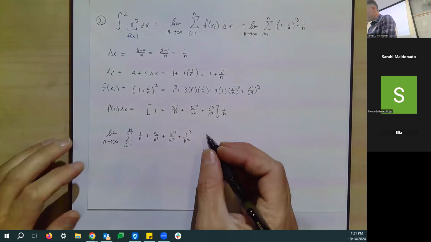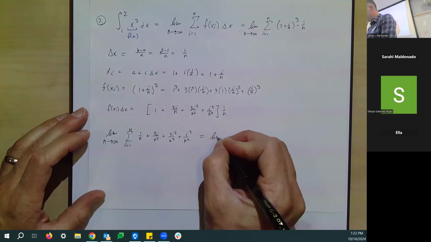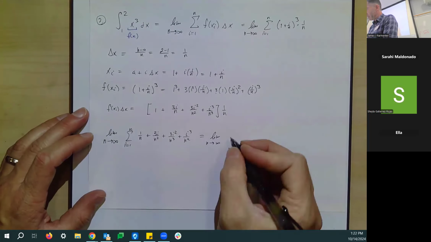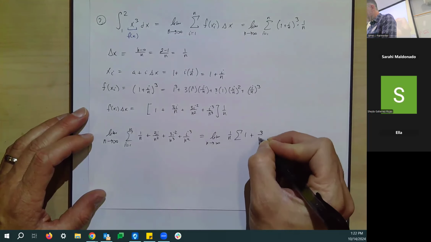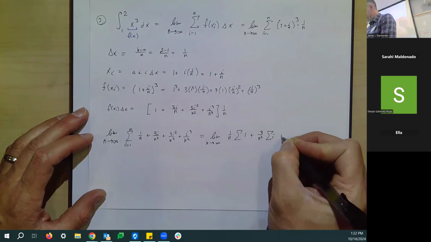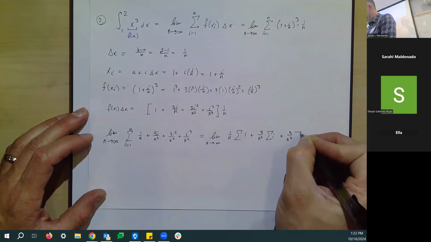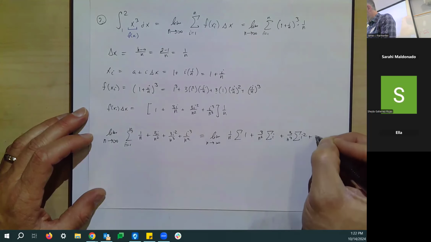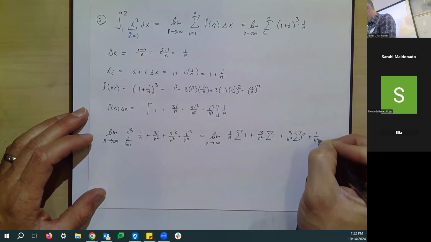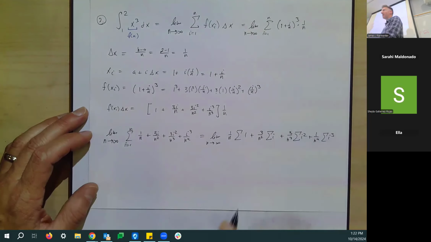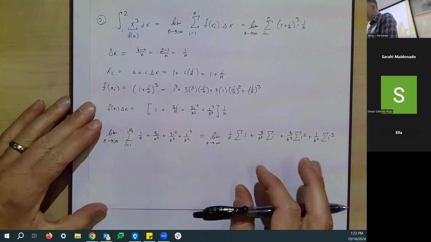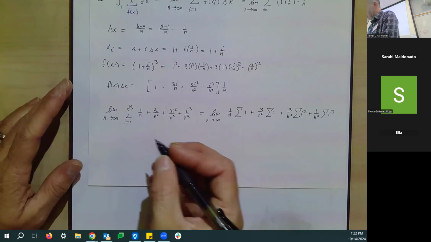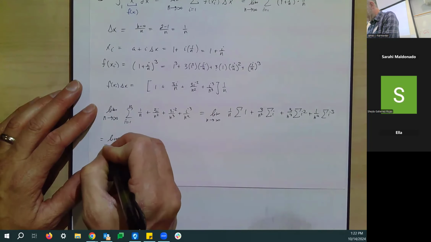Break it up into 4 pieces. I'm going to do the breaking up like this: 1 over n times the sum of 1, plus 3 over n squared times the sum of i, plus 3 over n cubed times the sum of i squared, plus 1 over n to the fourth times the sum of i cubed. Yes, I got a little lazy there and didn't write i equals 1 to n on each of them. Your teacher would probably forgive you for that. Maybe not, though. I don't know. Some people are real sticklers.